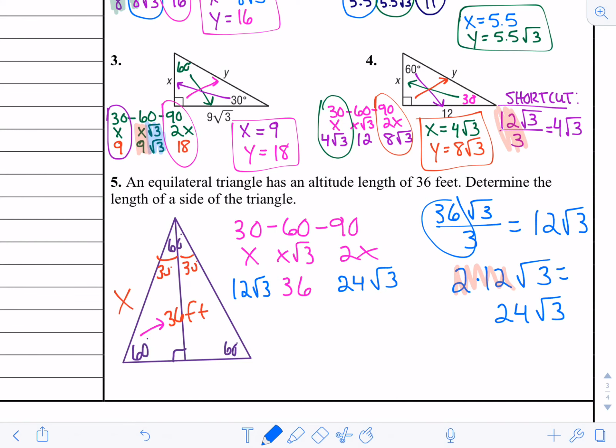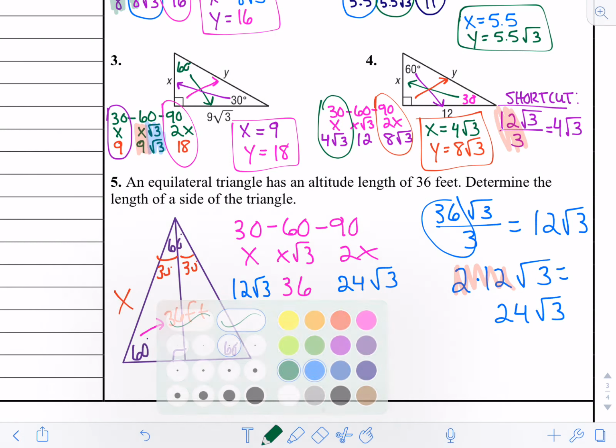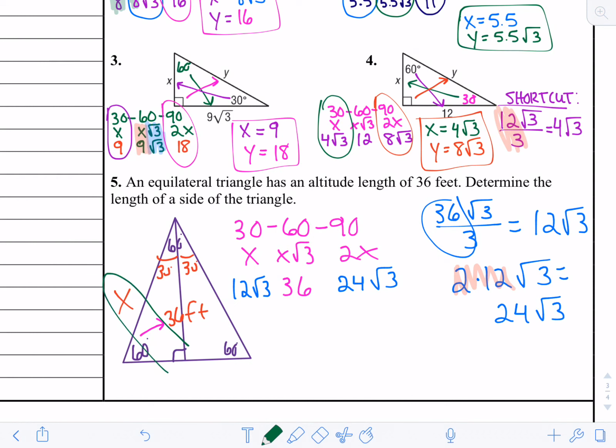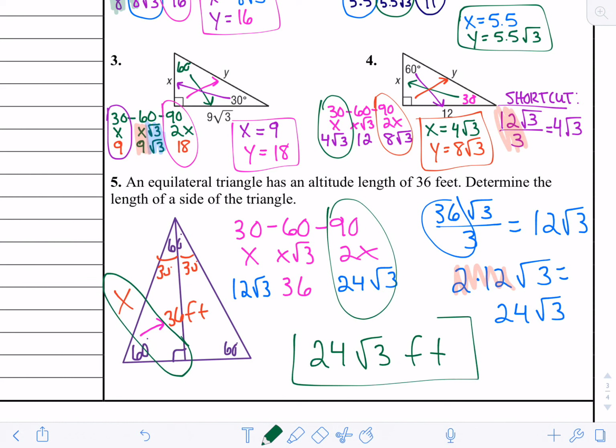It wants just to know the length of a side. The length of one side is across the 90 right here. So across my 90, I have 24 square roots of 3. And don't forget your units are feet. So 24 square roots of 3 feet is how long one side of the triangle is. Alright, and that is it for your notes.